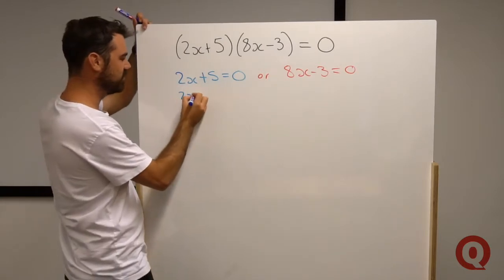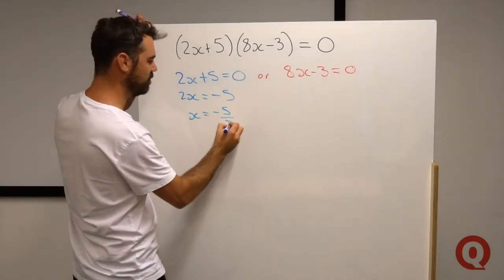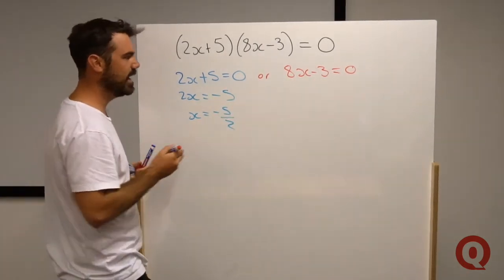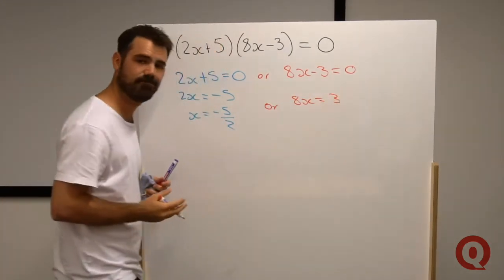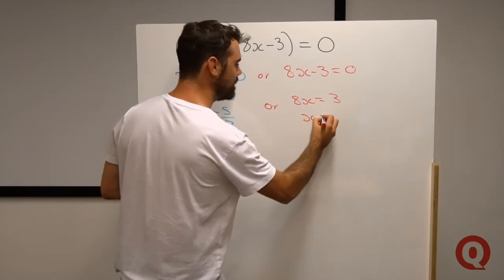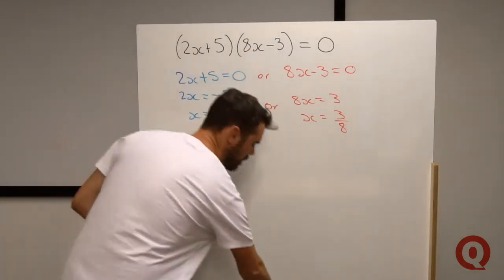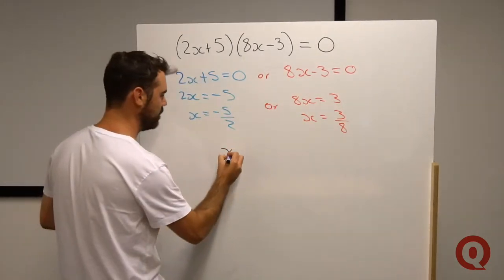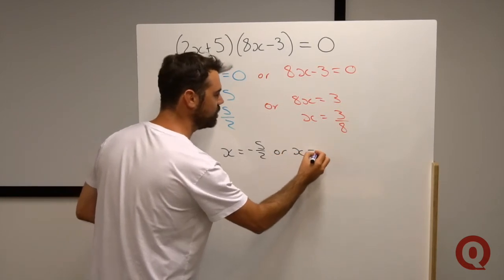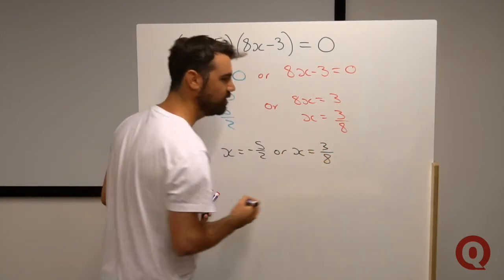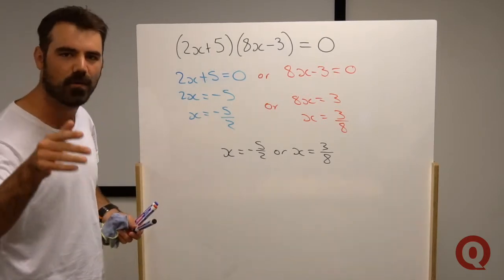So now I've got 2x is equal to negative 5, so x is equal to negative 5 over 2, or 8x is equal to 3, which means that x is equal to 3 over 8. And those are my two options. So my final answer is going to be x is equal to negative 5 over 2, or my x can be equal to 3 over 8. There we have it. Two solutions, nice and easy. Don't panic. Stick with what we've taught you.